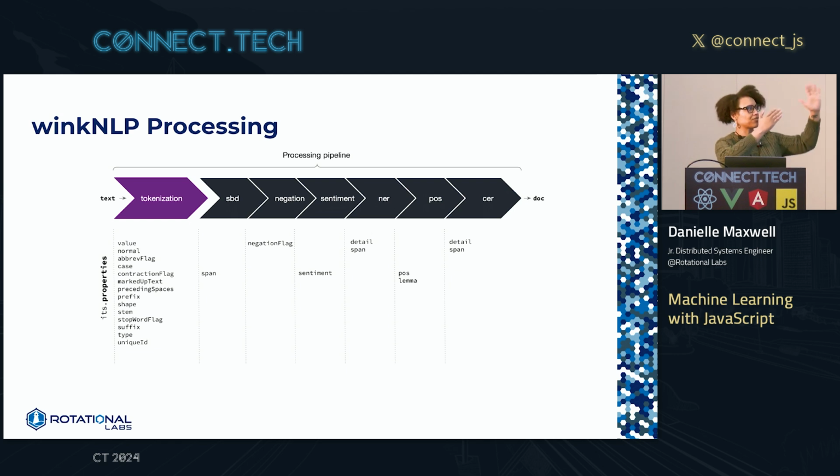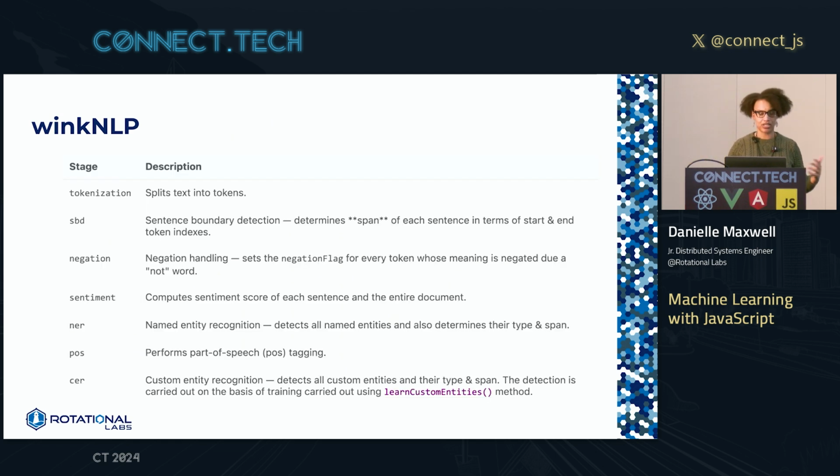And then after that happens, once the text is tokenized, it starts going through this processing pipeline. And here it talks a little bit more about exactly those different stages. So the tokenization: say you put in a paragraph. The paragraph could be tokenized as words, could be tokenized as sentences. So if you have a full paragraph, it could be a sentence as a token, it could be a word as a token. And then from there, you have sentence boundary detection.